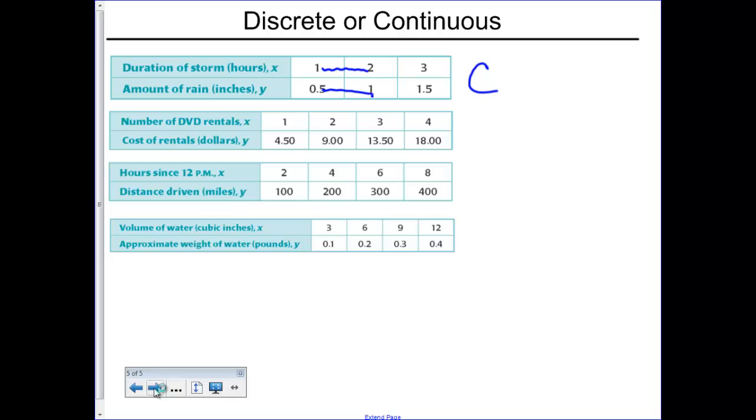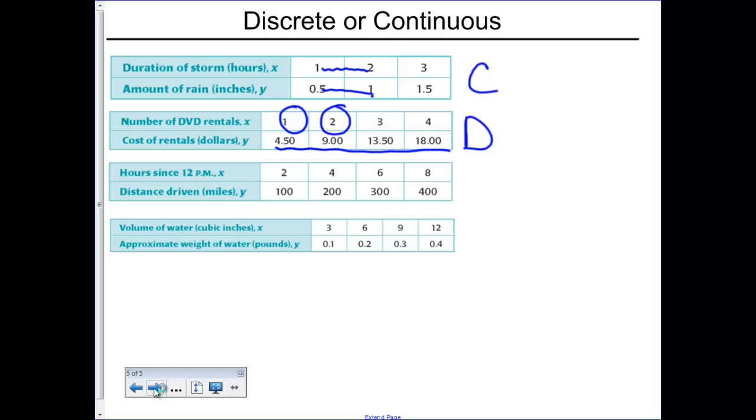The second one down, the number of DVD rentals, which is x, and the cost of those rentals, which is y, range values. Even though dollars in the bottom half here can be measured in fractional values, it doesn't make sense to say that we've rented 1.5 or 1.25 or 2.6 videos. So this top number can only be measured discretely. So if I were to put that on a graph to show how many DVDs I've rented and their costs, I would have gaps in the graph itself. So that would be a discrete function or a discrete relationship.